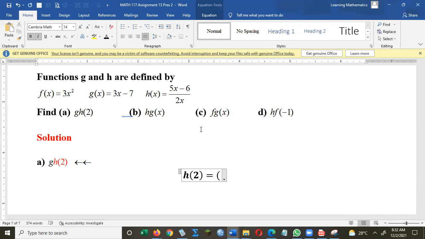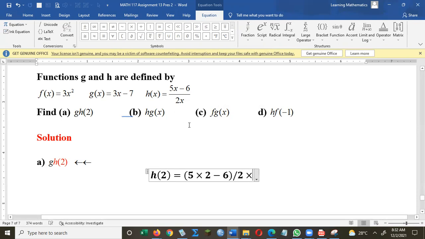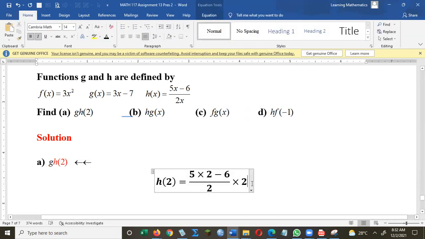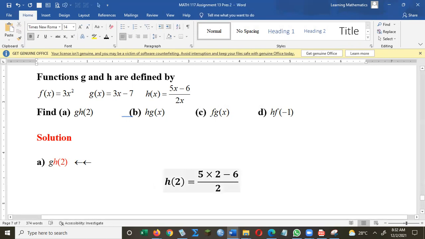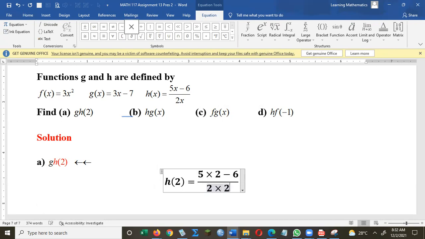So as he was saying, to find H of 2, you have to say 5 times 2, subtract 6, divided by 2, times 2. So always, when you see X, you put 2 in H, you understand? Because it's H of 2 we find.